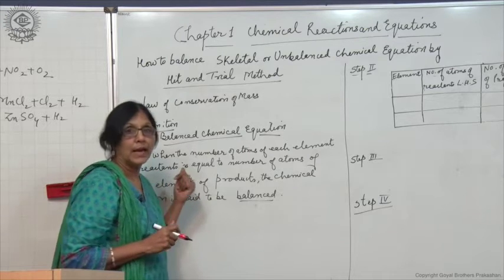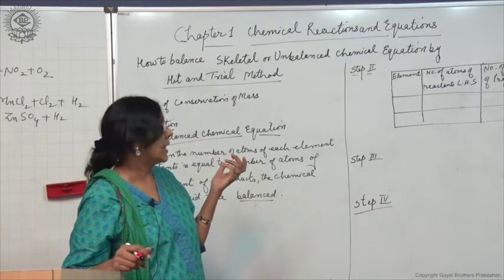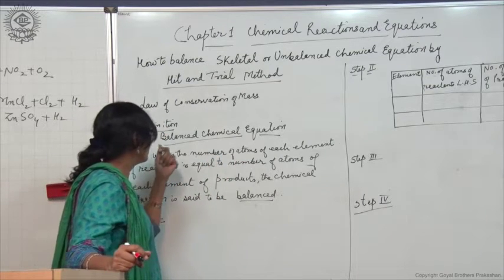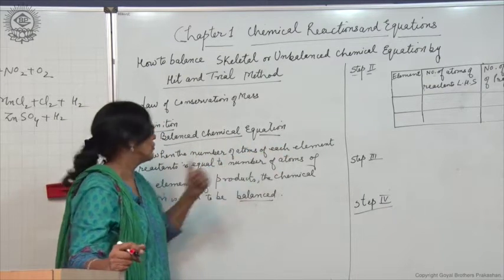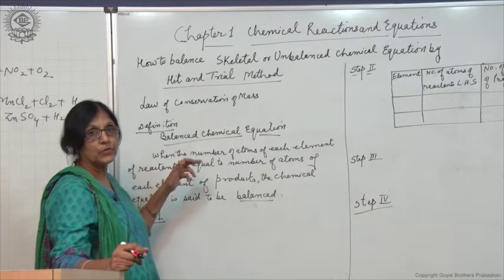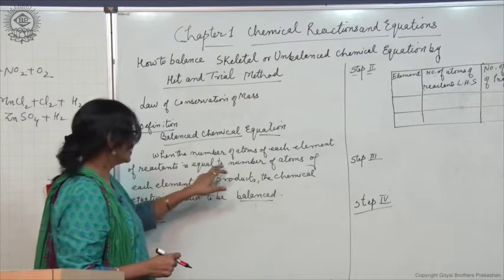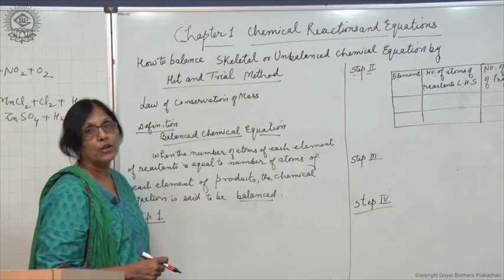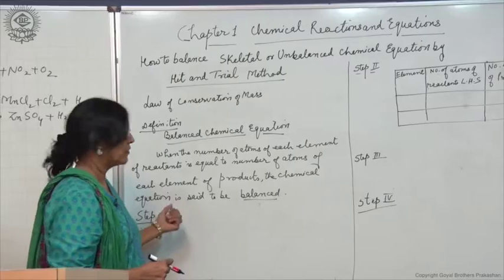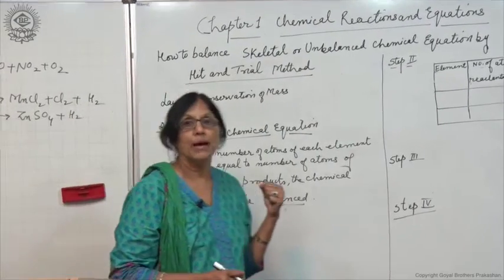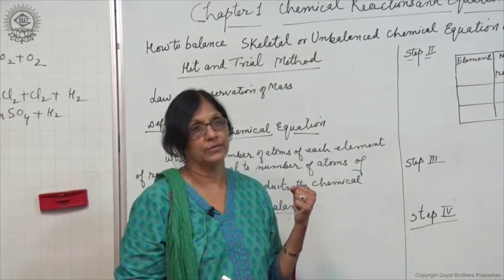According to law of conservation of mass, mass can neither be created nor destroyed. So, we need to balance the skeletal equation or unbalanced chemical equation. Now, let us see what is a balanced chemical equation. When the number of atoms of each element of reactants is equal to the number of atoms of each element of products, the chemical equation is said to be balanced.